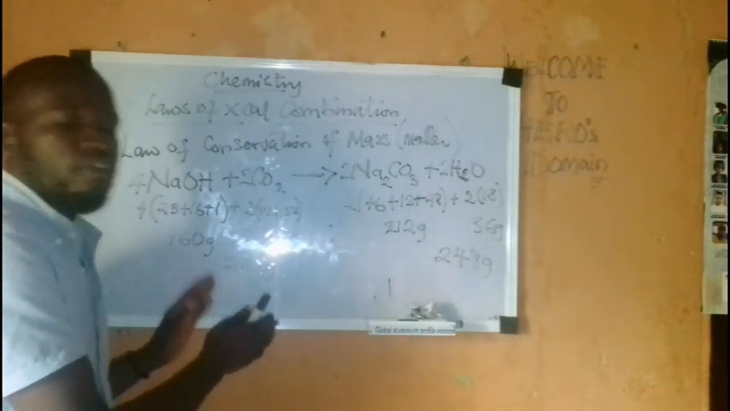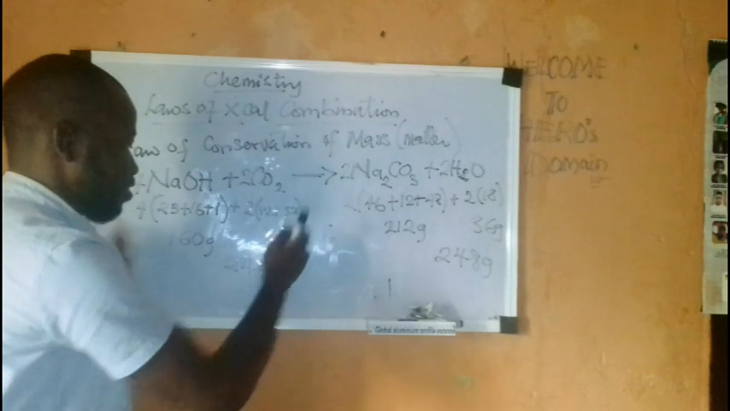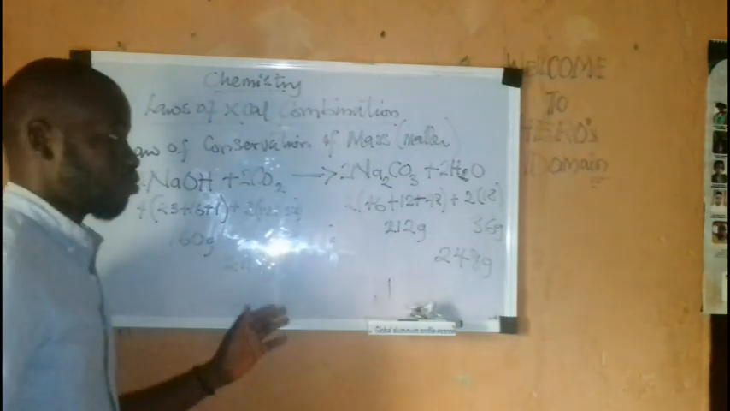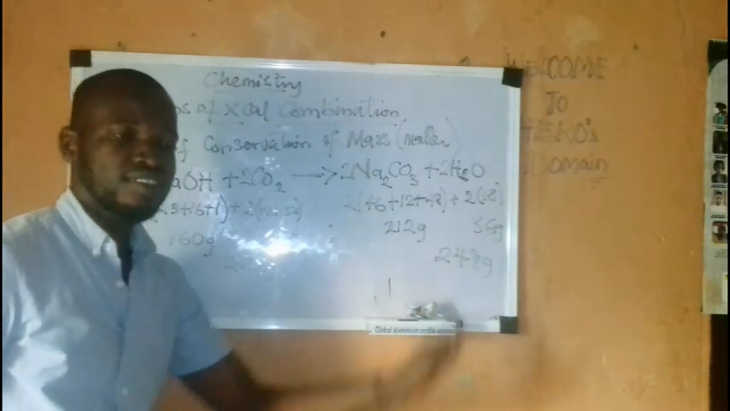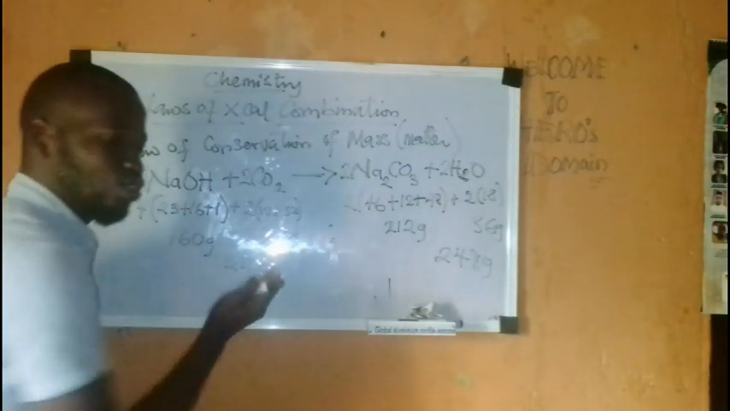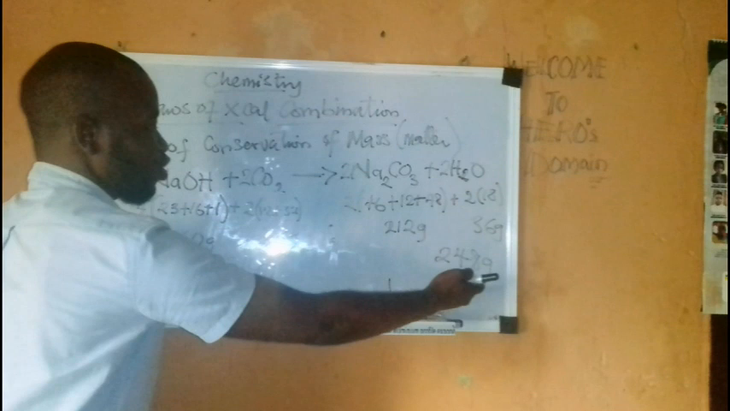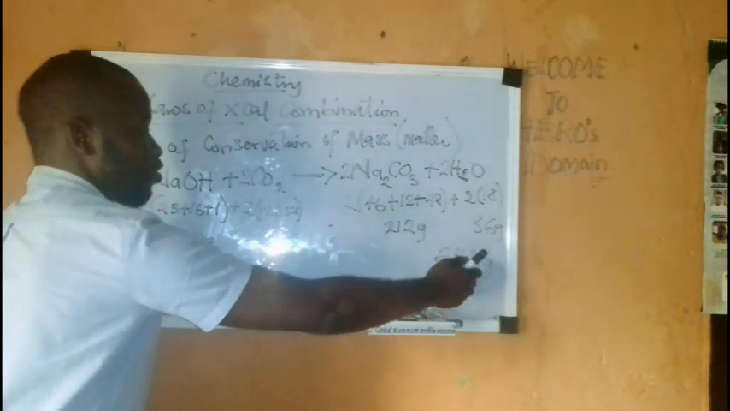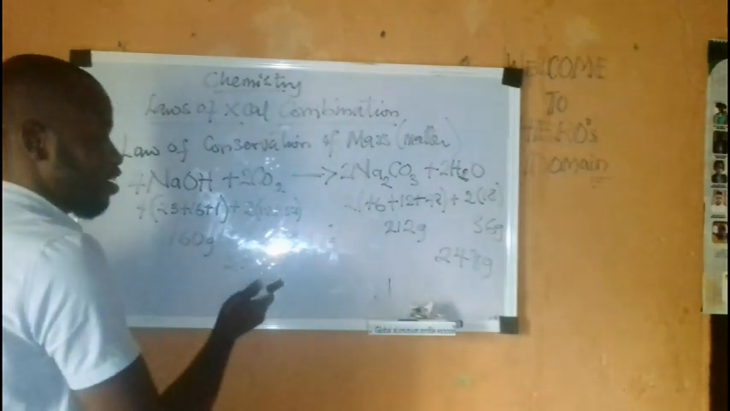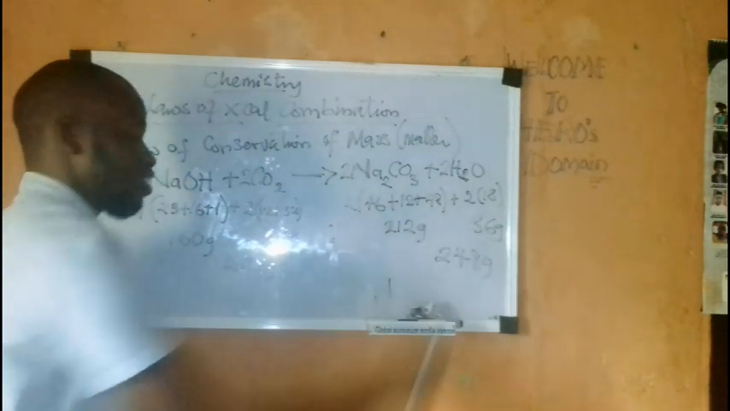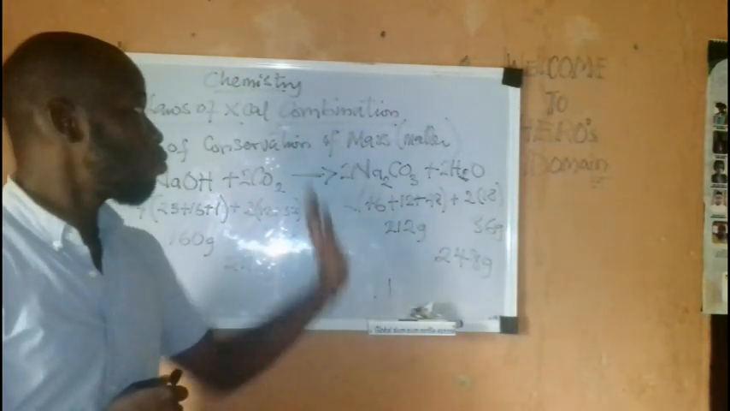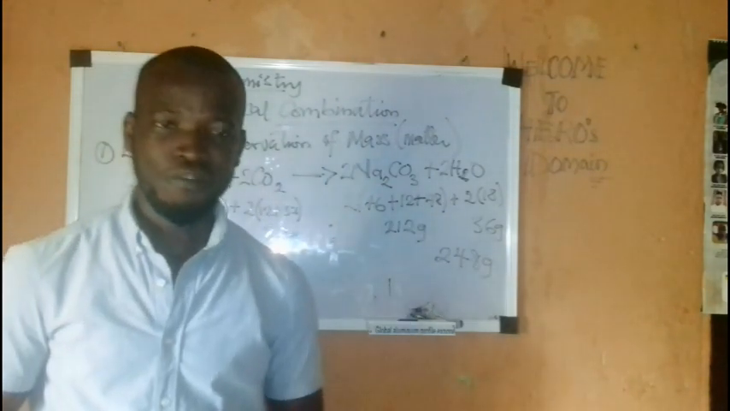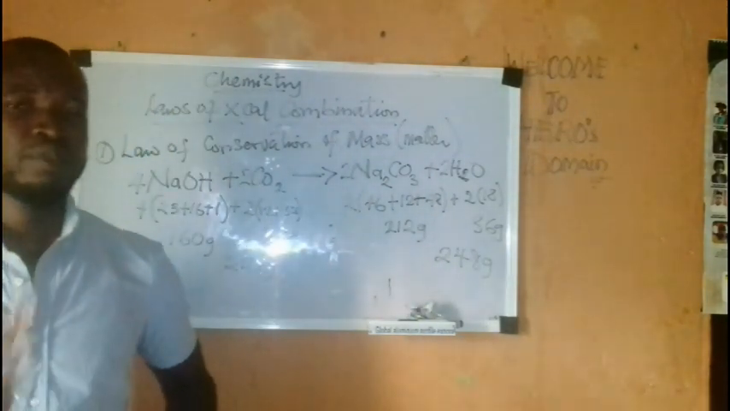Now, the total mass of the reactants is 248 grams, and the total mass of the products is 248 grams. So there is no difference, there is no addition in the sum total of the masses of the products. This is 248 and this is 248. So this tells us that this equation obeys the law of conservation of mass. This is applicable in all chemical equations.